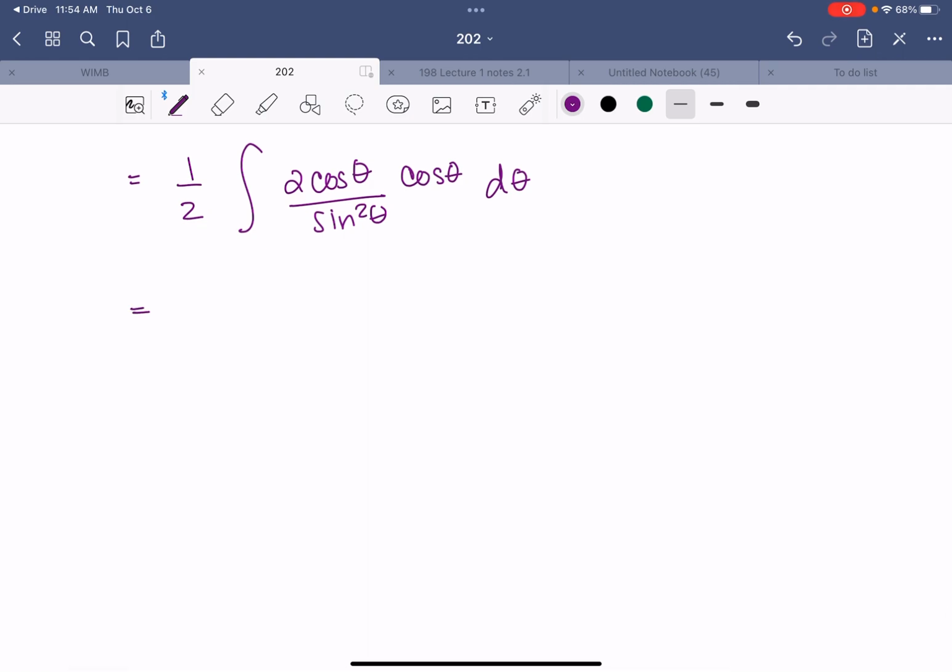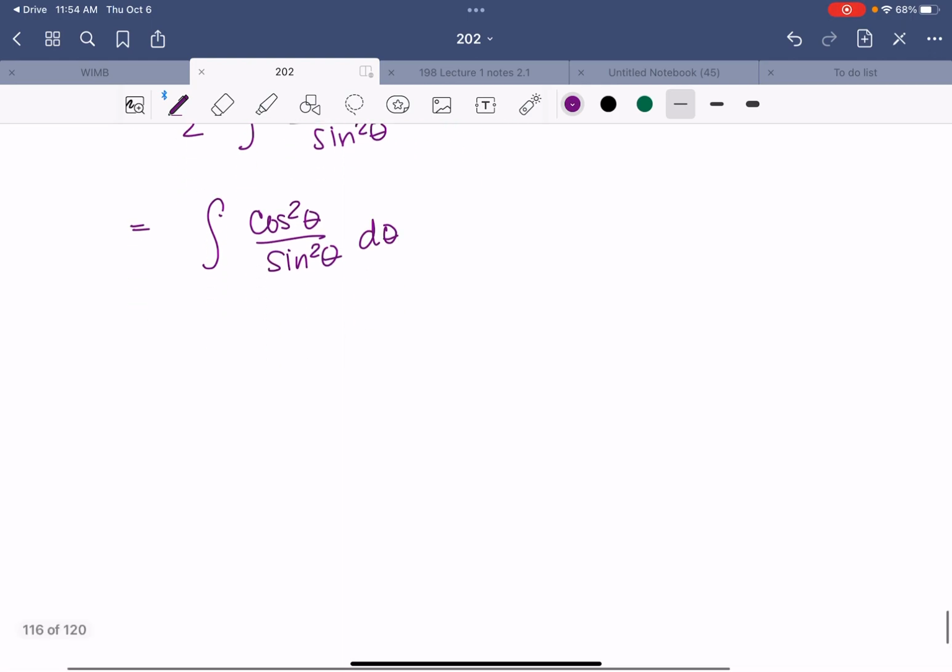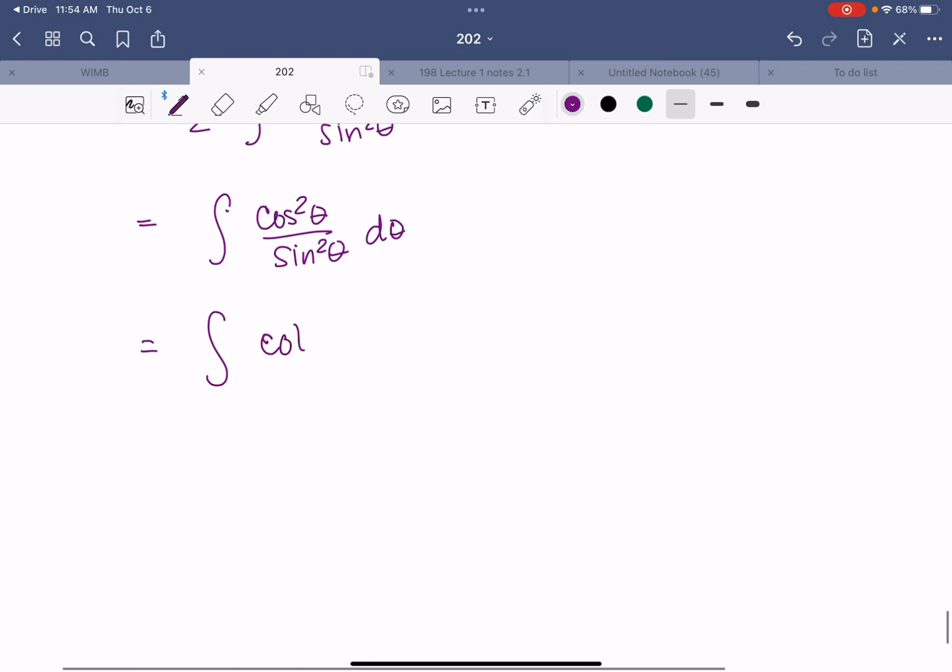This gives me, bring the 2 out front, so that's the integral of cosine squared theta over sine squared theta d theta. Now we get into trig integrals. So this is cosine over sine, which is cotangent squared.